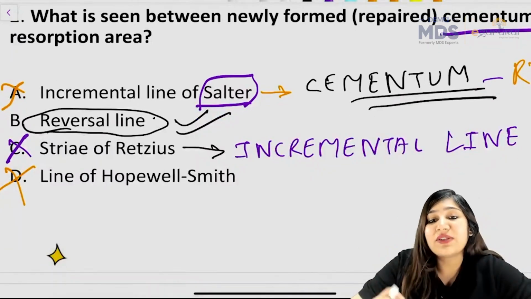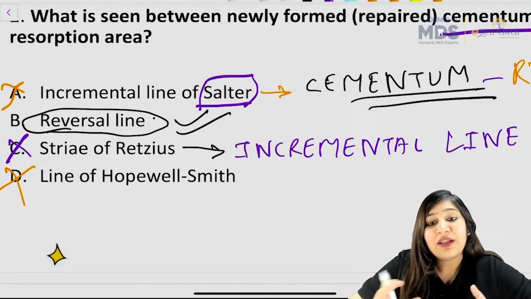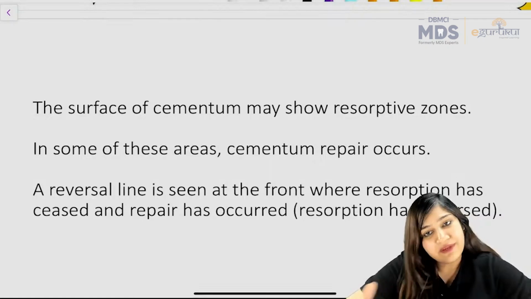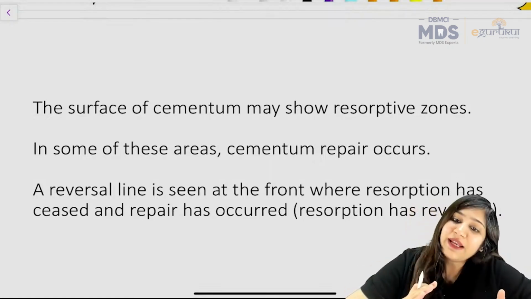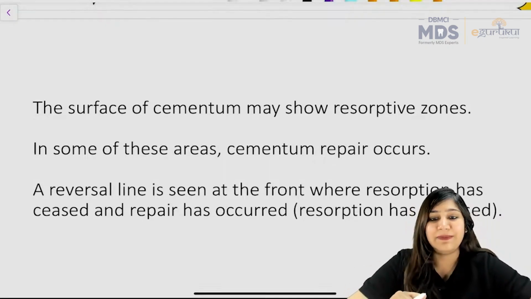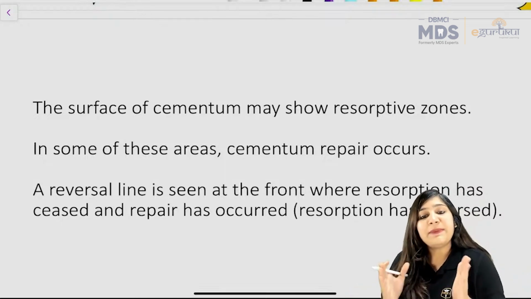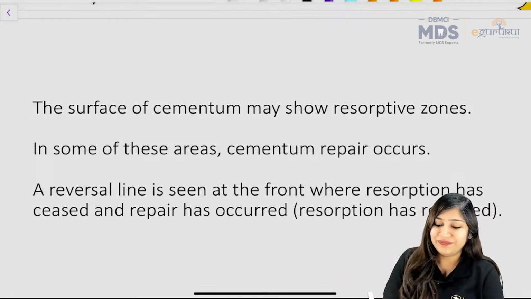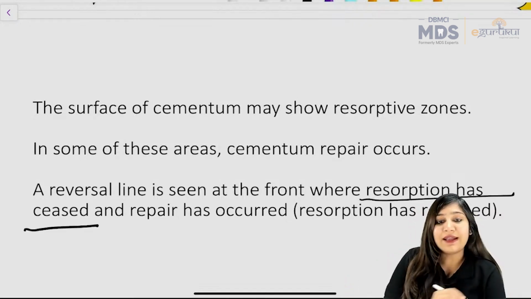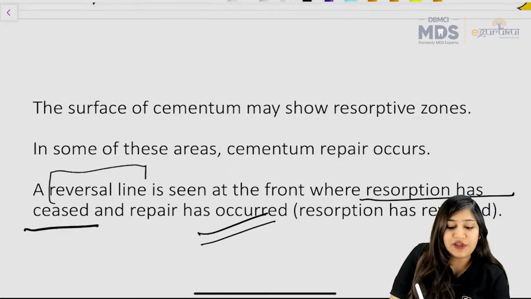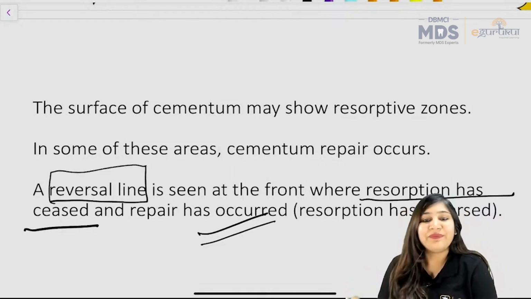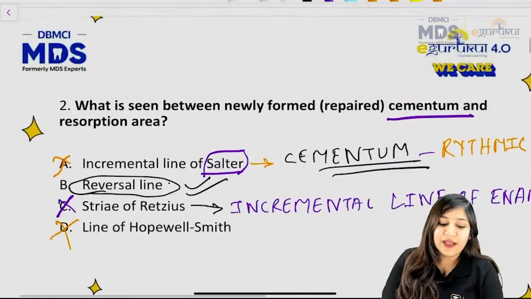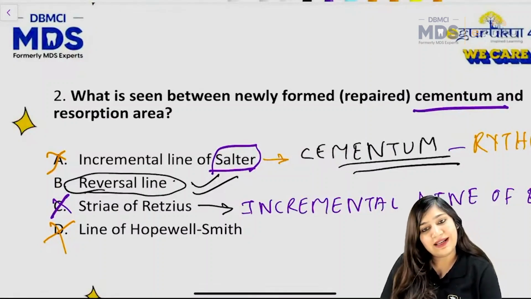This reversal line we can also see during the resorption and deposition of the bone. Right. So basically, the surface of cementum may have resorptive areas, and in some areas there might be deposition of cementum. So this reversal line is basically present where the resorption has stopped and repair has occurred. So resorption has ceased and repair has occurred. So our correct option here is reversal line.